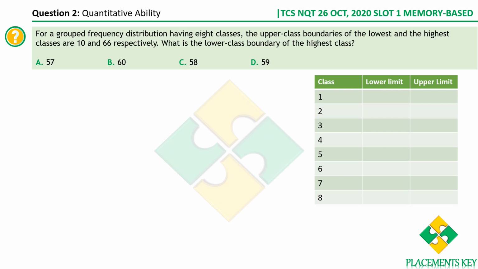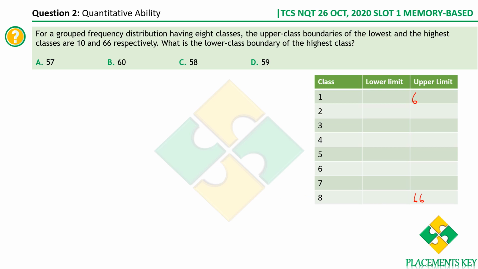Okay, for a group frequency distribution having 8 classes, the upper class boundary of the lowest and the highest are given. This is given as 6 and this is given as 66. This is the upper limit of the lowest class, and this is the upper limit of the highest class. Now we are supposed to compute the lower class boundary of the highest class.